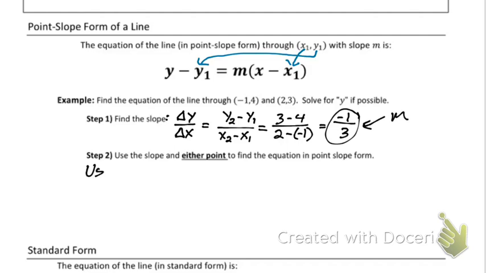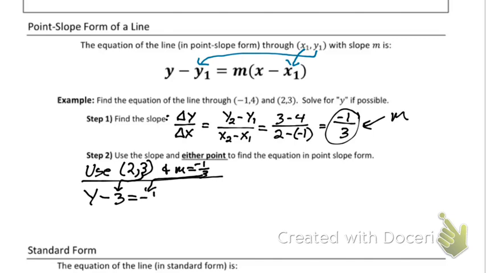So we're just going to use, let's just go with, 2, 3. That way I'm not plugging a negative in. So we're going to use the point 2, 3, and our slope is -1 over 3. That's all the information we need. Now to put it in point-slope form, we're going to have y minus our y value, which is 3, equals our slope, which is -1 over 3, times our x minus our x value, which is 2.